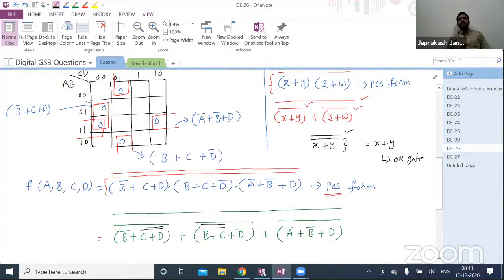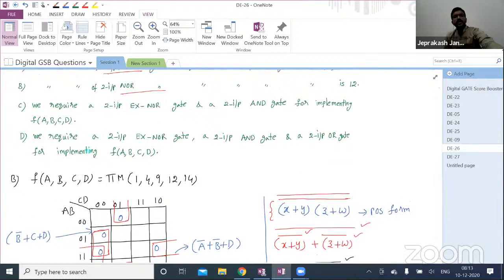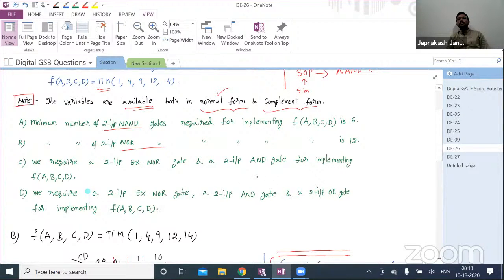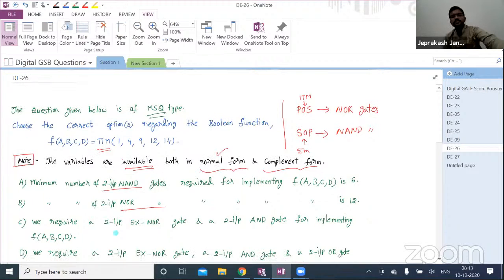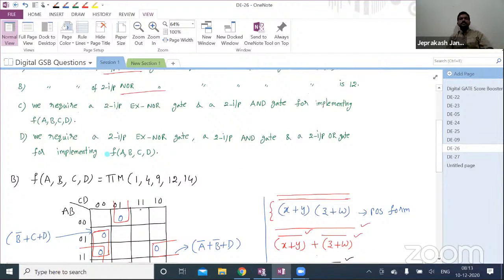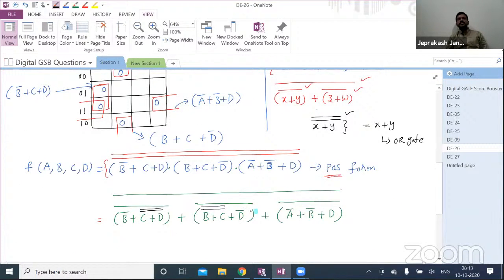Apply 2 times complement. Here I am not considering B bar, and I am not considering D bar. Why? The reason is very simple. In the question, they mentioned both normal and complement form are available. Both normal and complement form available, right? Is it clear? Since B bar is available and D bar is available, that's why I'm not considering them.